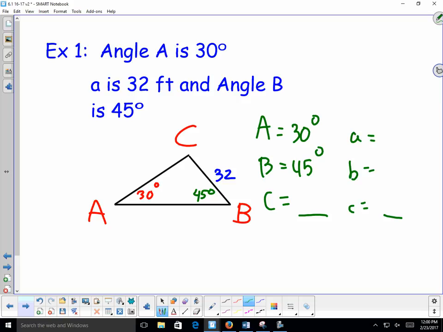And then we're trying to find side A, side B, side C, and all I know is that side A is 32. Can we find this last angle? Yes. We don't need law of sines to do that. What's that going to be, Josh? Just do 30 plus 45 and then subtract that from 180. Okay, so 180 minus 75 gives us what? 105. All right, are we okay with this?